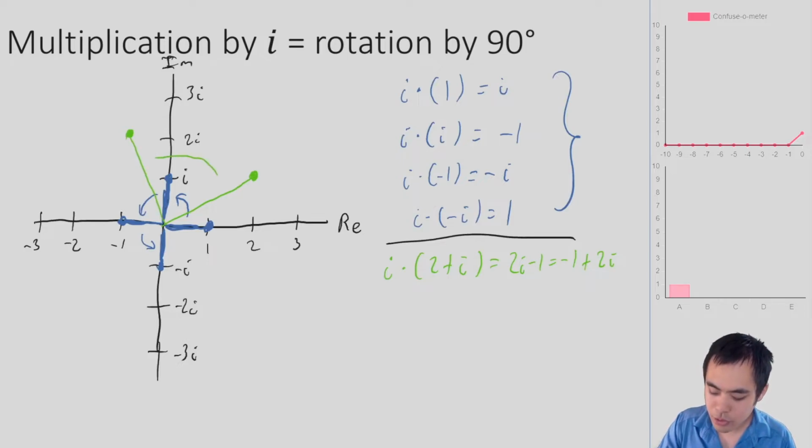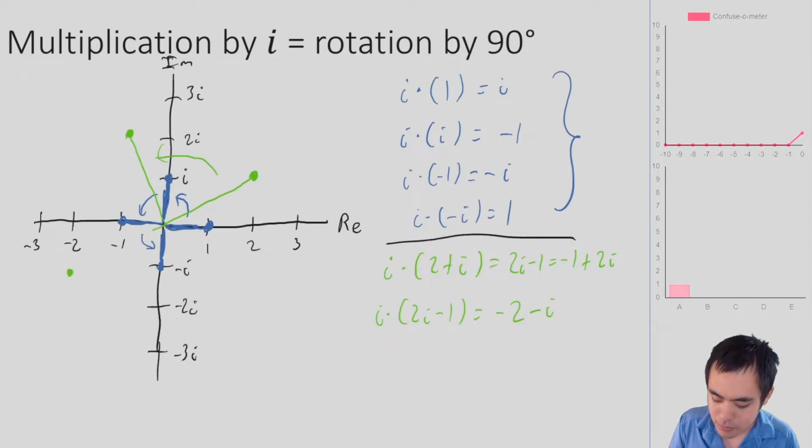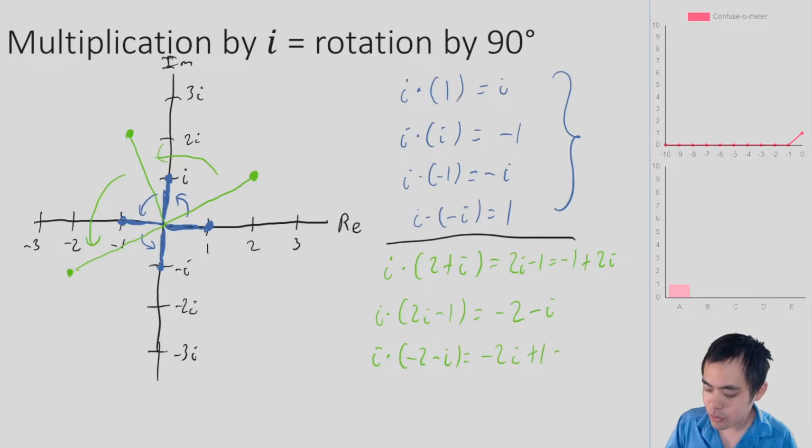And so we are still doing the same rotation. Now if we do it again, i times, let's say 2i minus 1, that's equal to minus 2 minus i. So minus 2 minus i is here. And so that gives you the rotation. i times minus 2 minus i is equal to minus 2i plus 1, which is equal to 1 minus 2i. So 1 minus 2i gives you this point here.